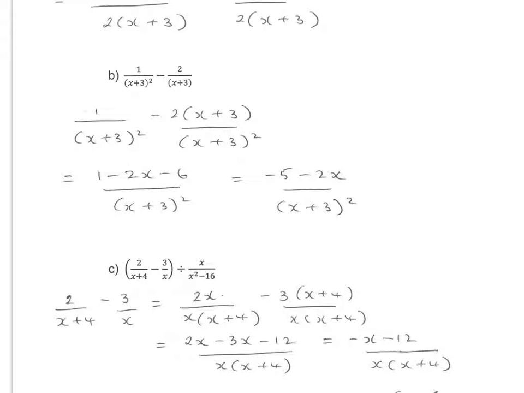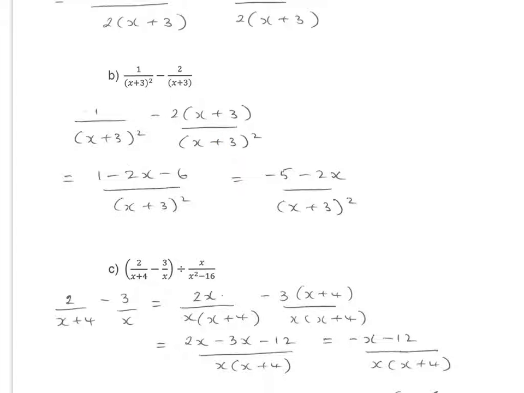Part B is a subtraction question. We've got denominators of x plus 3 all squared and x plus 3. So the lowest common denominator will be the x plus 3 all squared, as both these terms will divide into that. So we don't need to change anything on the first fraction.